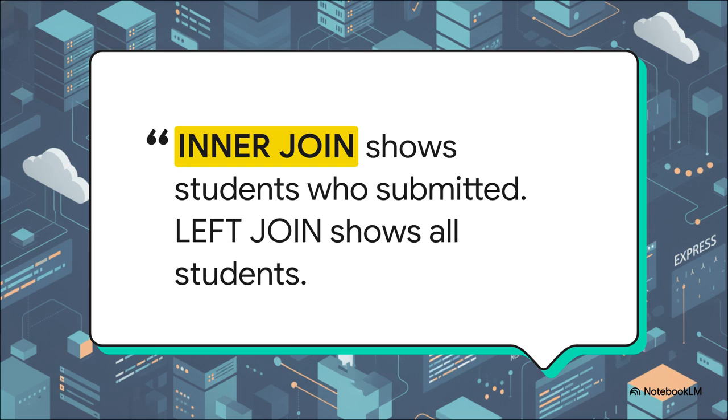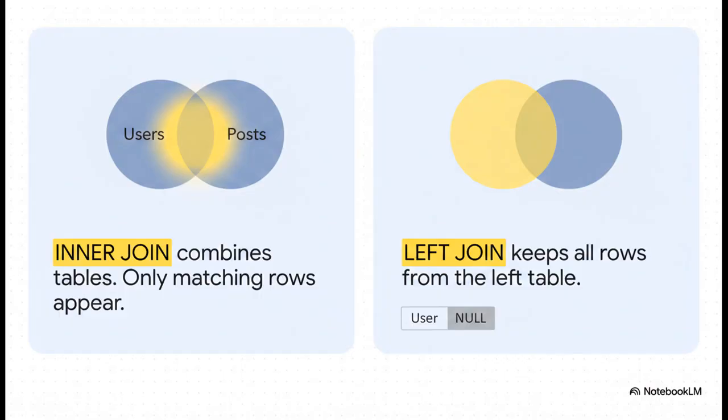An inner join? It's exactly like a teacher asking to see only the students who actually submitted their assignments. A left join, on the other hand, is like the teacher asking to see all the students, whether they submitted an assignment or not. Now, what's really interesting here is how it clearly contrasts pulling only users with posts against pulling all users regardless of post activity.